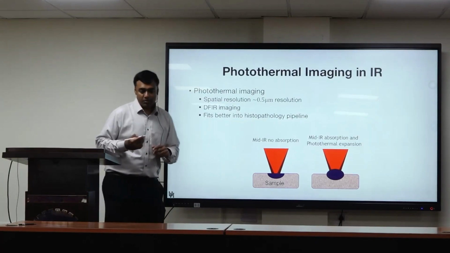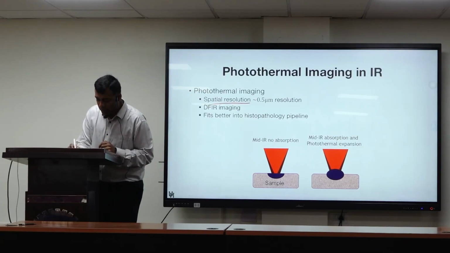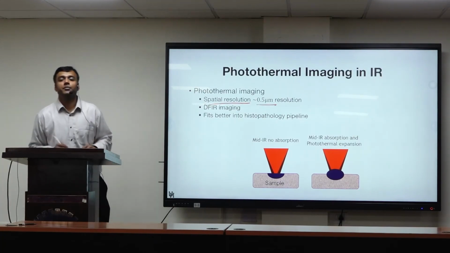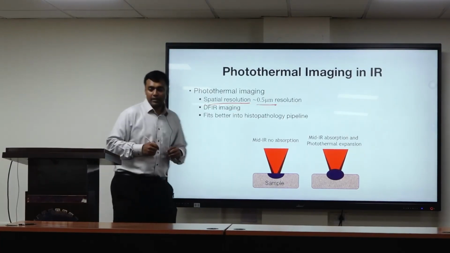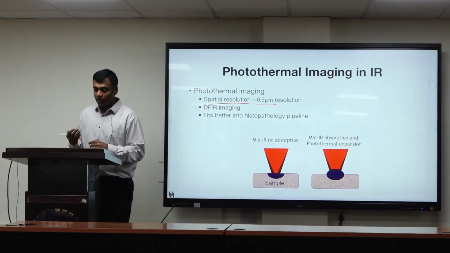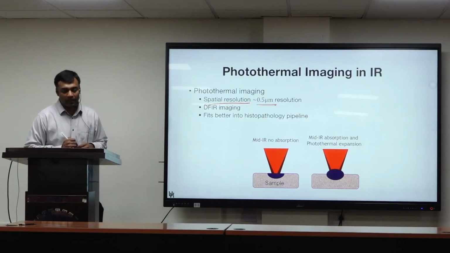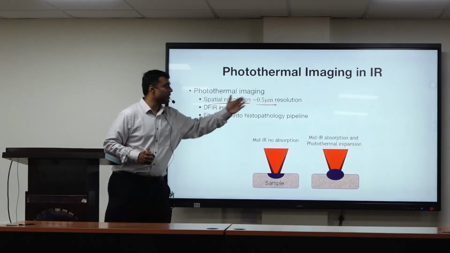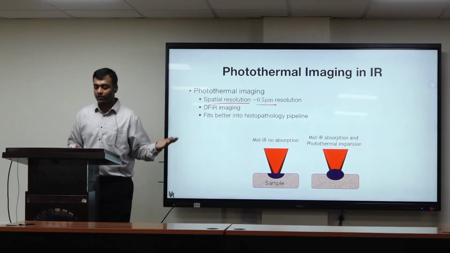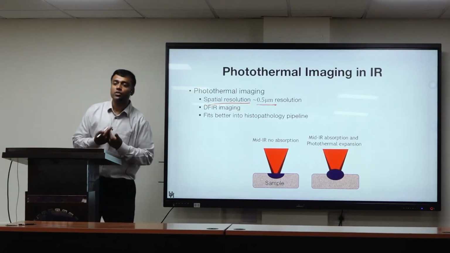Okay, so the big advantage of photothermal imaging is that you can get a spatial resolution of something like half a micron, which is basically comparable to what you get with visible light, but you also get spectroscopy at the same time. So it takes the best of visible microscopy and the best of infrared microscopy, and combines the two. In fact, it's a super resolution method.